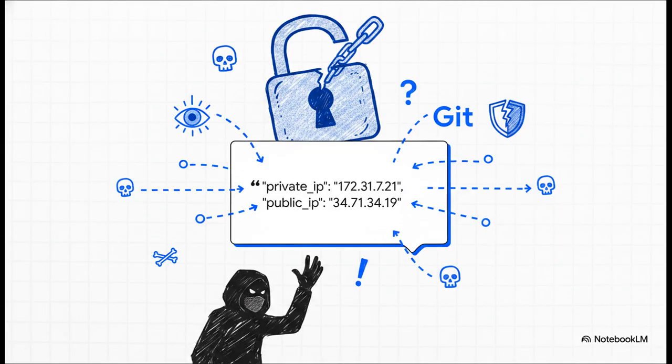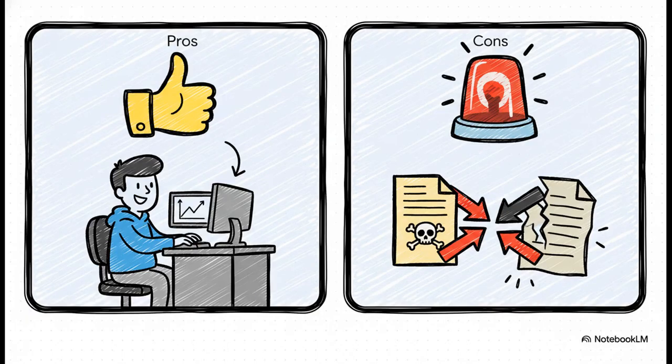The first glaring problem is security. I mean, the state file is often packed with sensitive data. We're talking private IPs, database passwords, maybe even access keys. Committing this stuff to your Git repository is a massive security risk. It exposes those secrets to anyone who can see the code. A huge no-no.